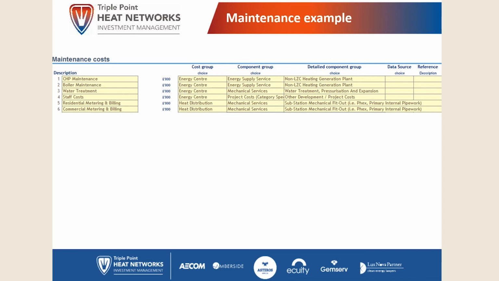So that completes the costings for the boiler, apart from the fuel, which is calculated based on demand. But then there are other items that are non-plant capital related, so things like water treatment, ongoing water treatment, ongoing staff costs, metering and billing, costs of those natures, so that we understand all the costs.